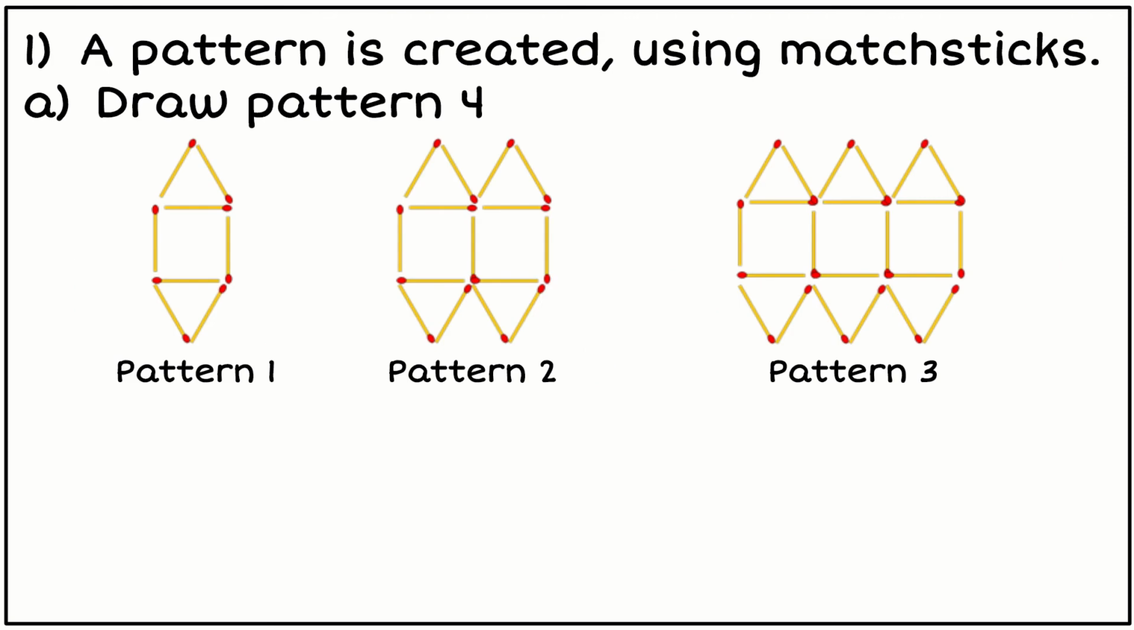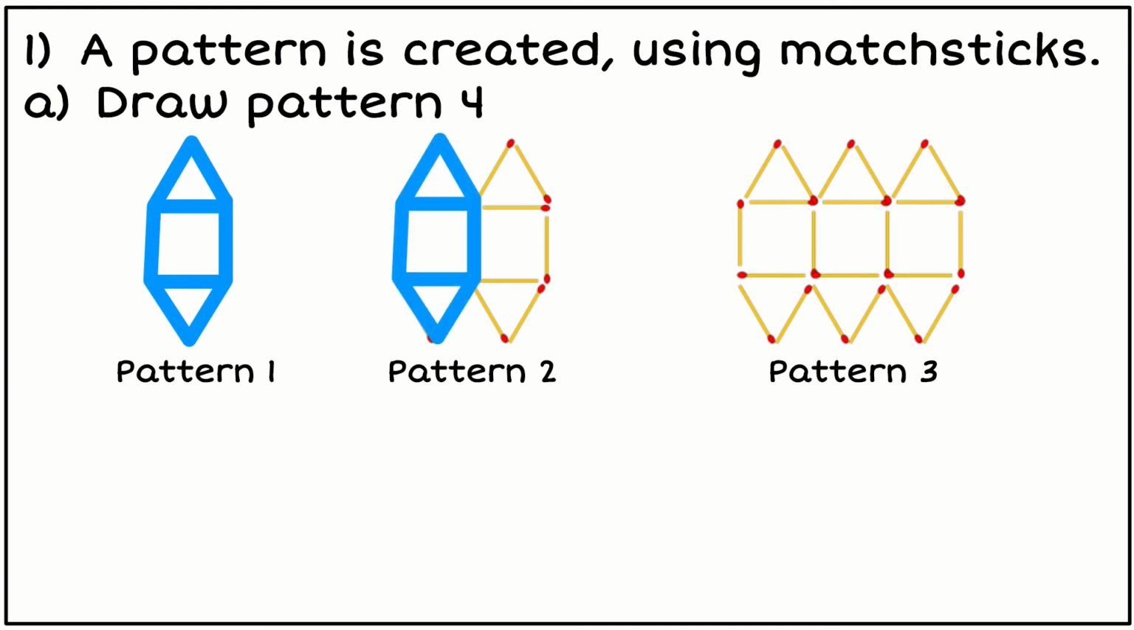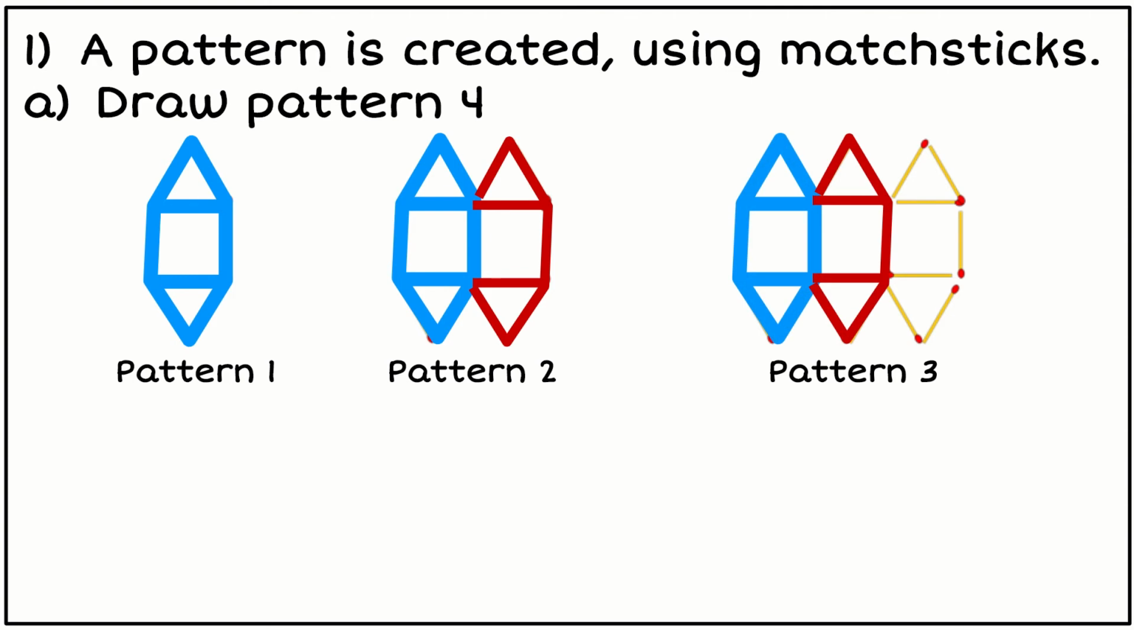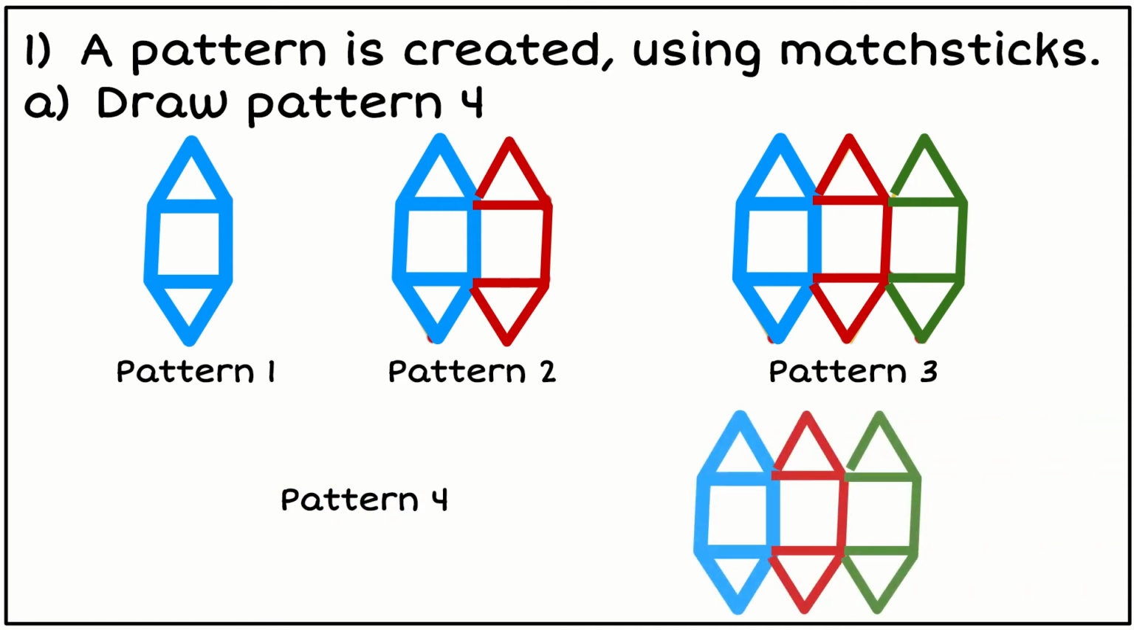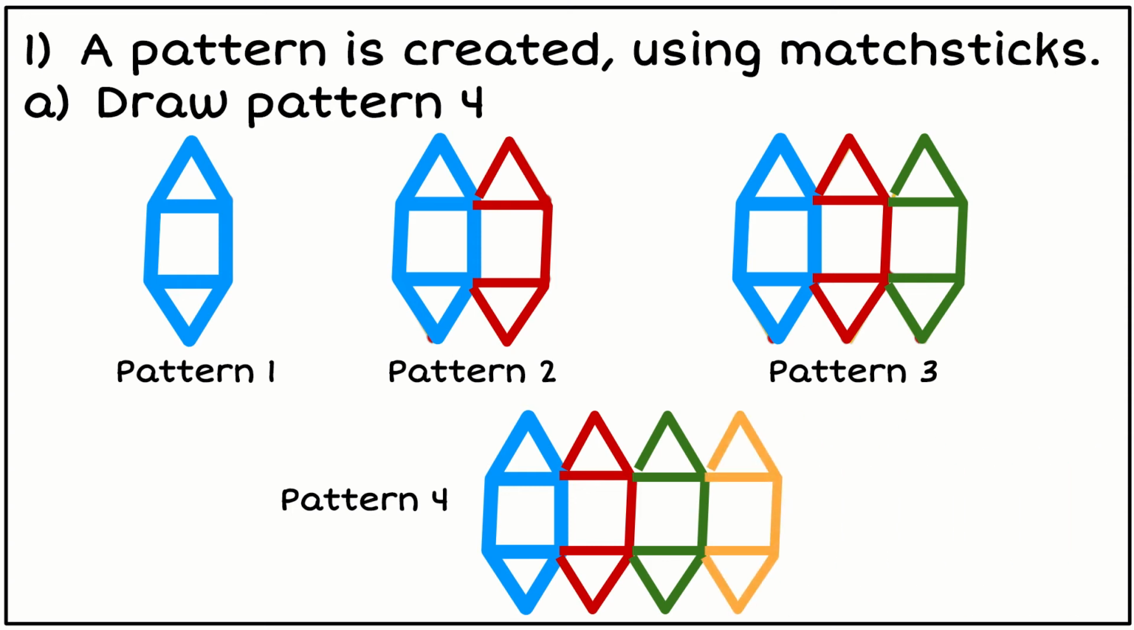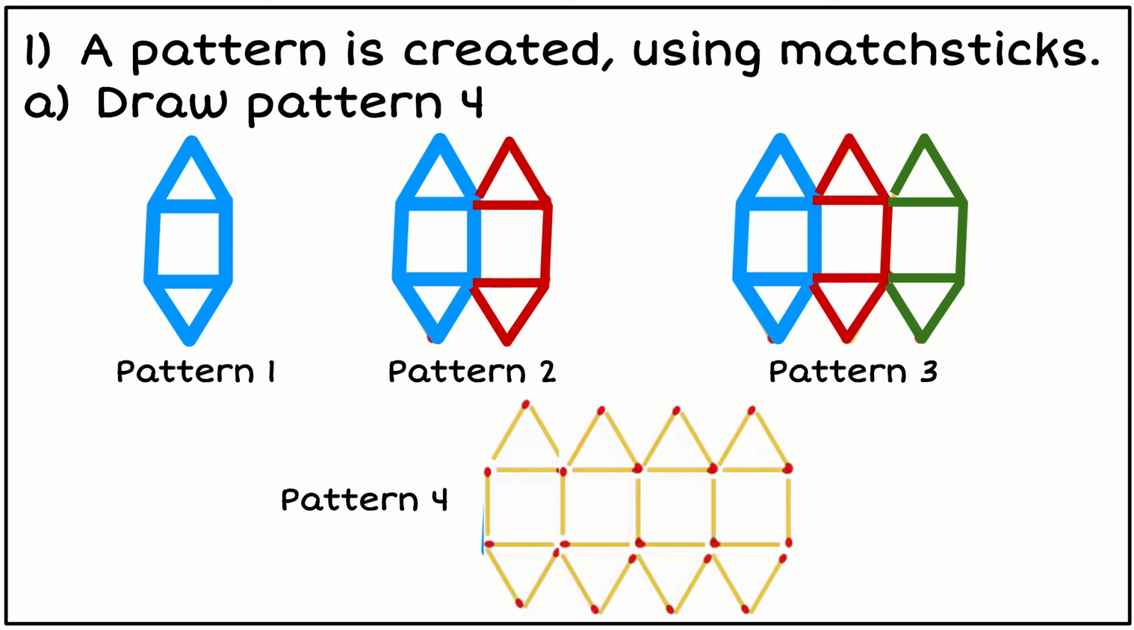So here's example 1. We've got this pattern created by matchsticks, and we need to draw the fourth pattern, so the next pattern. Let's look at each of these in detail to understand what the pattern is. Here is pattern 1, that's the general shape. Pattern 2 is pattern 1 shape plus this extra bit on the side. Pattern 3 is pattern 2 plus another bit on the side. Now let's extend that, and pattern 4 will be pattern 3 plus another little bit on the side. So that makes pattern 4.